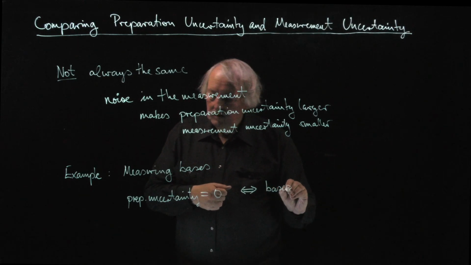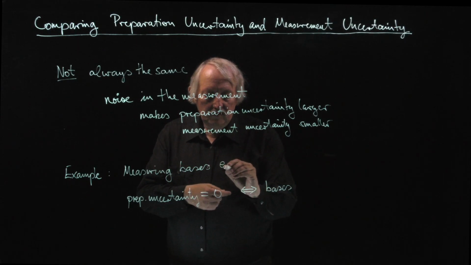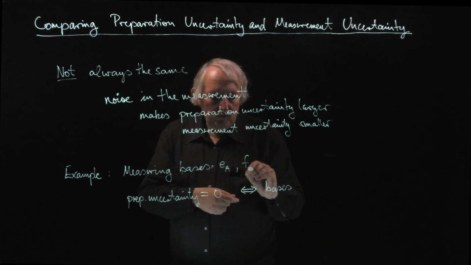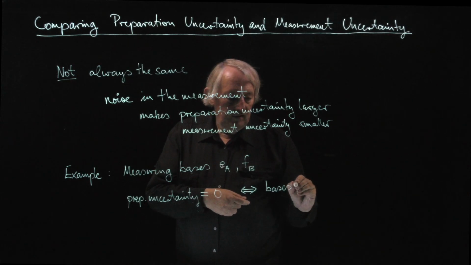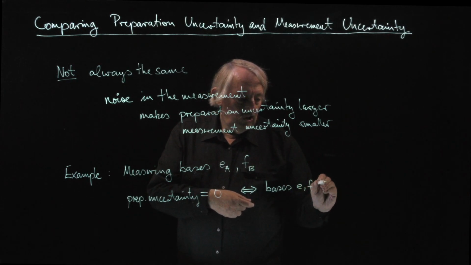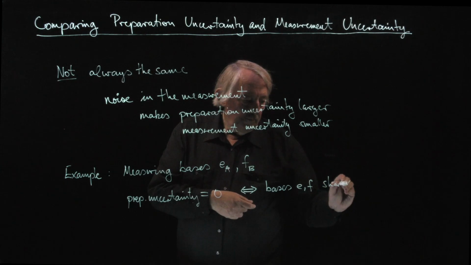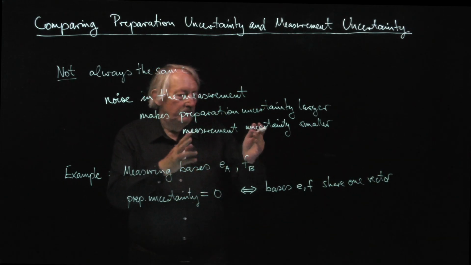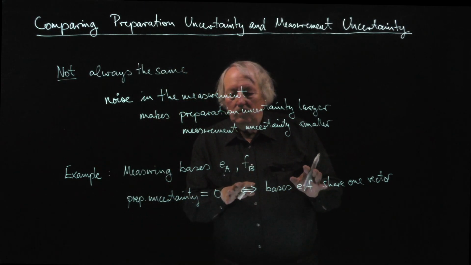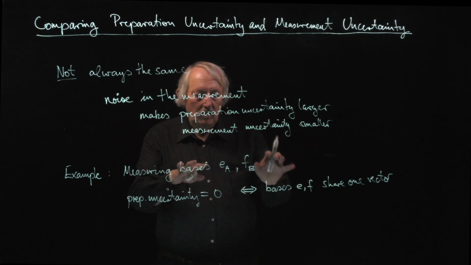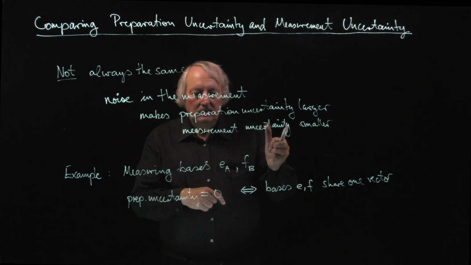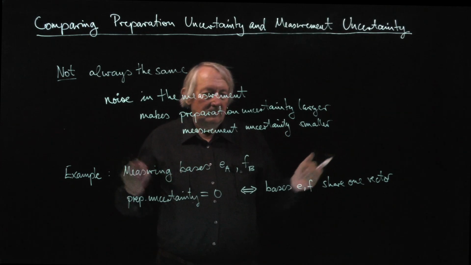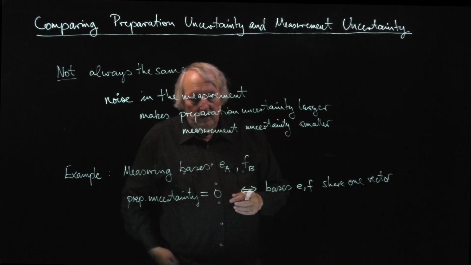bases. So measuring basis, let's say E, A, that would be the A, and the basis F, that would belong to the B, right? So bases E, F share one vector, up to a phase, let's say. And so if the two bases have one vector in common, that one will be variance-free, dispersion-free for both of them. So that's pretty trivial. And that's the only case where that happens.